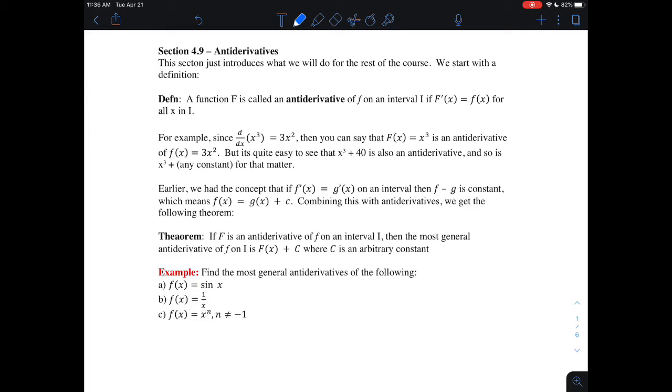Section 4.9, Antiderivatives. This is our last section in Chapter 4, and this actually becomes our foundation for how we start Chapter 5 and actually the rest of this Calculus 1 course. We start first with a definition.